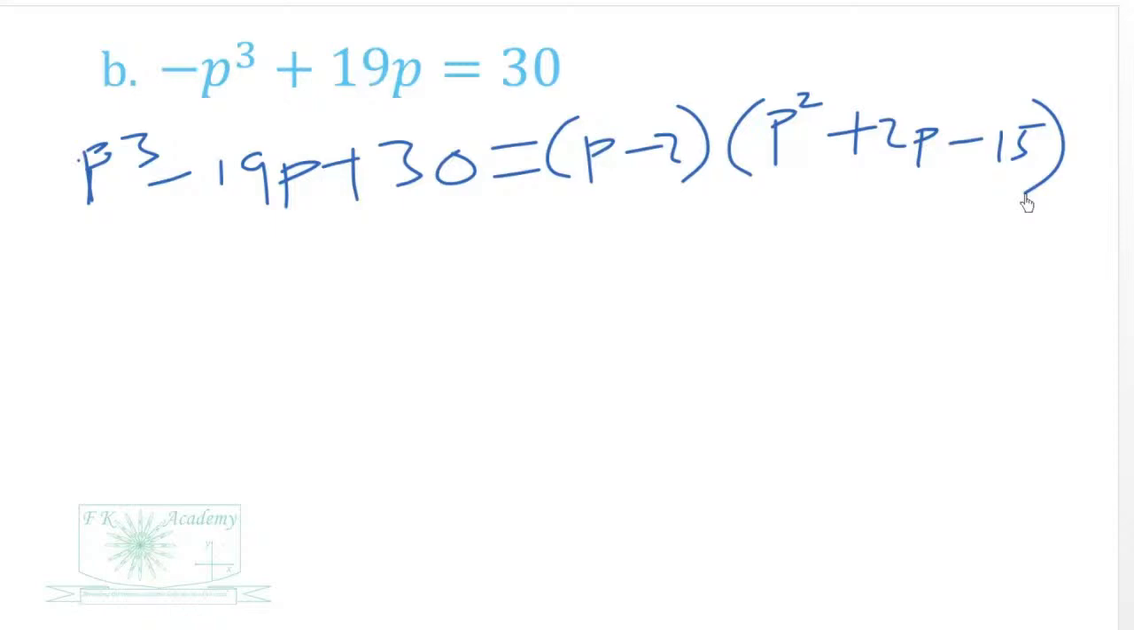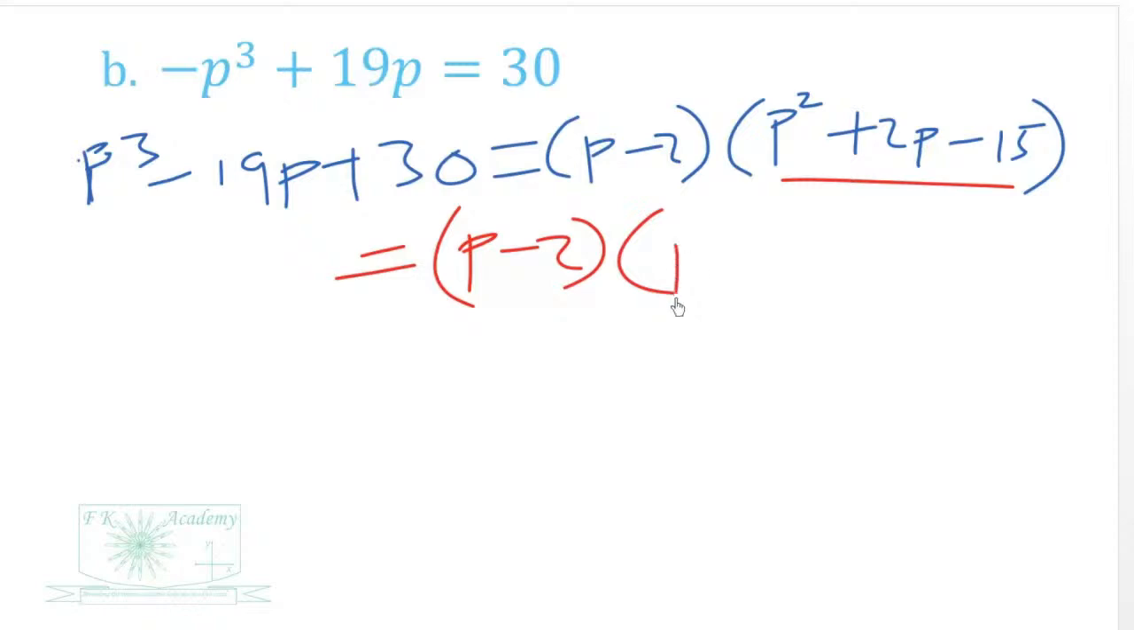So we can factor the quadratic factor further. Factors of negative 15 that when we add we get 2 are negative 3 and positive 5. So this factors as p minus 2, then we have p minus 3, then we have p plus 5.